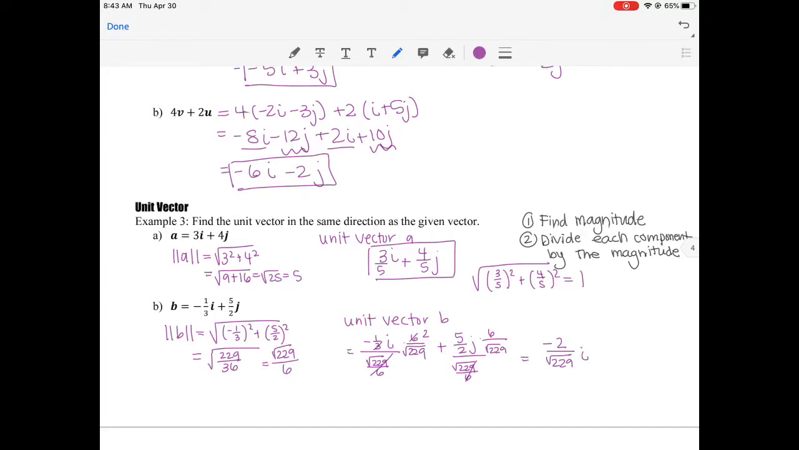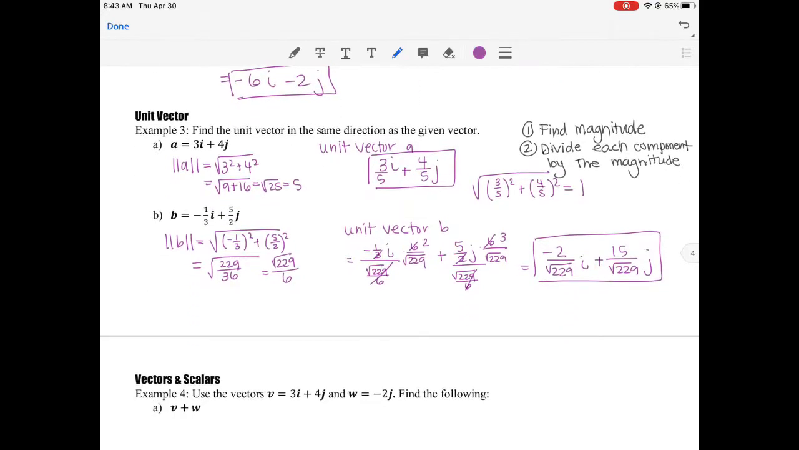You can rationalize the denominator, you don't have to. The 2 and the 6 would become 3. So we got 5 times 3 on top, so we get 15 over the square root of 229 j. That is our unit vector. So it has a length of 1.